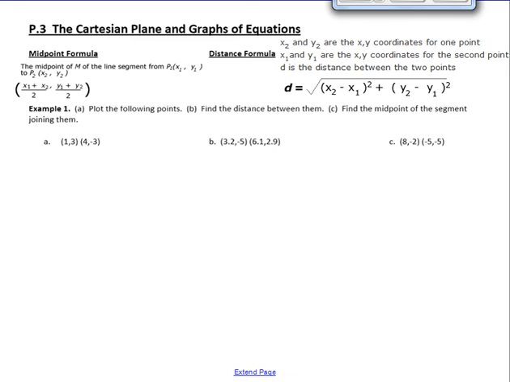Okay, so today we're taking a look at the Cartesian plane and graphs of equations. We're going to look at a couple different things, the midpoint formula and the distance formula. Additionally, we're going to take a look at plotting some of these points just as a review of what that looks like. So example 1, let's look at part A.